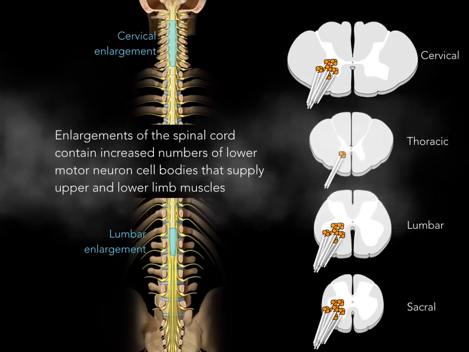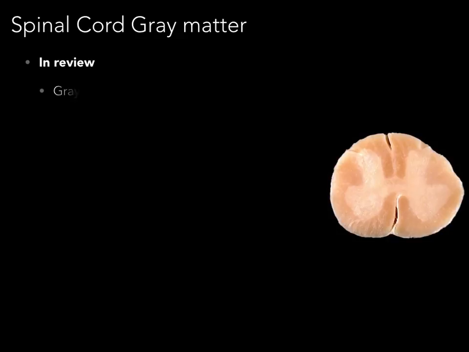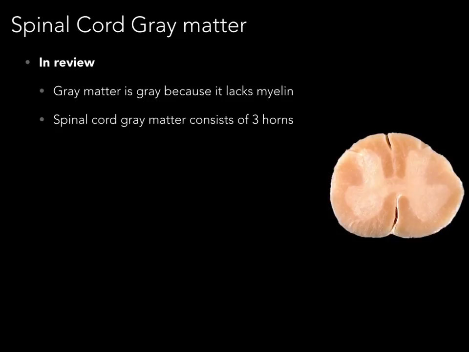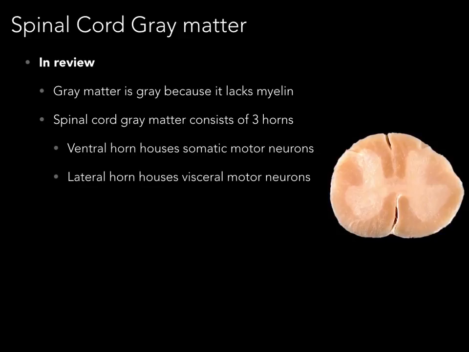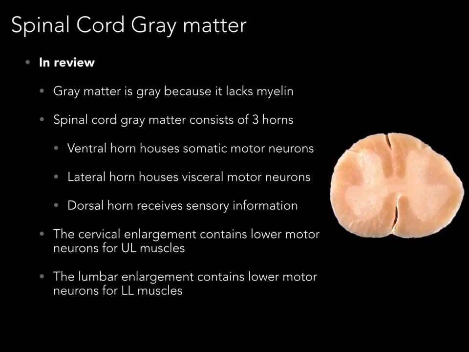Therefore, enlargements of the spinal cord contain an increased number of lower motor neuron cell bodies that supply upper limb muscles for the cervical enlargement, and lower limb muscles for the lumbar enlargement. In review, gray matter is gray because it lacks myelin. Spinal cord gray matter consists of three horns. The ventral horn houses somatic motor neurons, the lateral horn houses visceral motor neurons, and the dorsal horn receives sensory information. And the cervical enlargement contains lower motor neurons for upper limb muscles. The lumbar enlargement contains lower motor neurons for lower limb muscles.